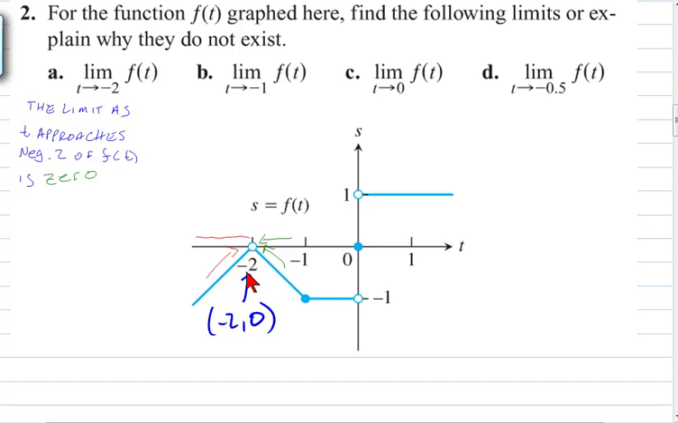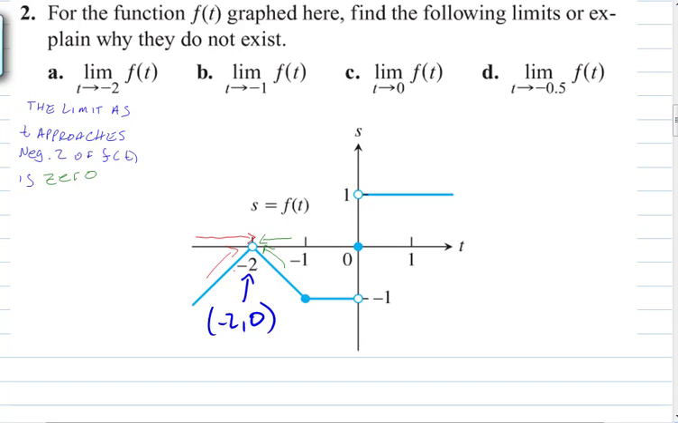This function's undefined there. How do I know that the function's undefined right here? Because it has an open circle. The function's not defined right here, but as x gets closer and closer to negative 2, the function's getting closer to 0. As x gets closer and closer to negative 2 from the right, the function's getting closer and closer to 0, the y value right here at that point. Does that make more sense now? Okay.